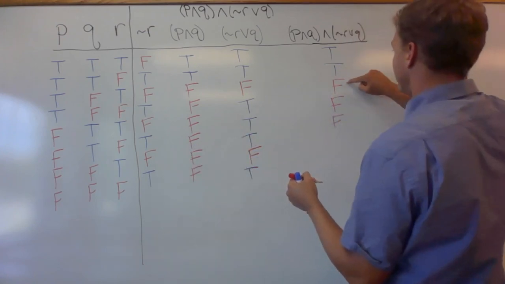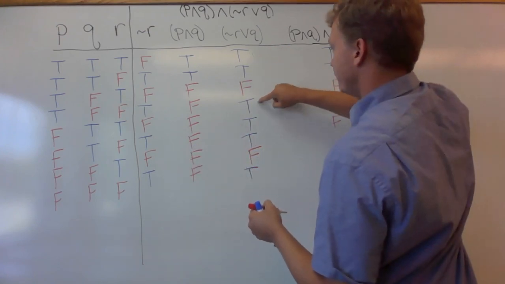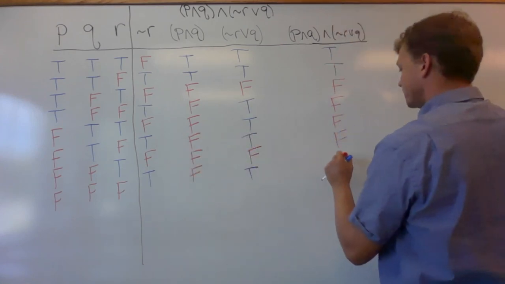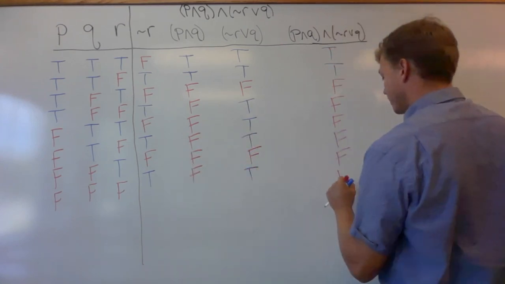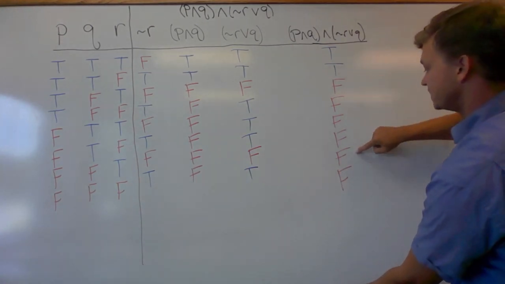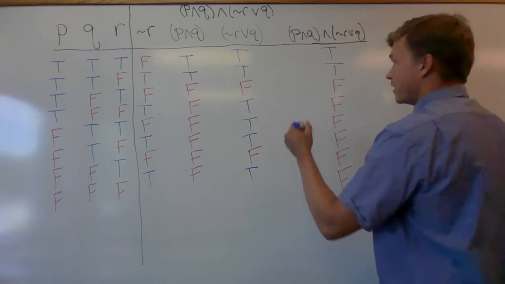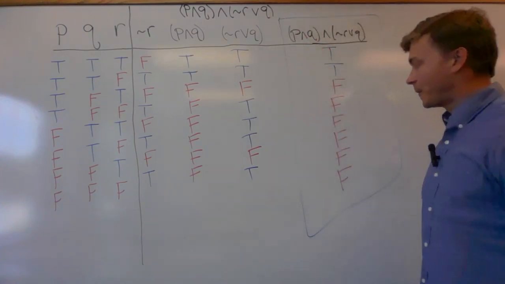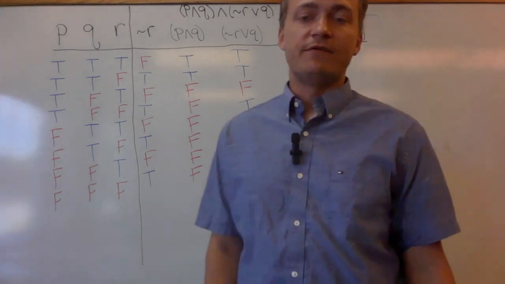Oh, lost count. 1, 2, 3, 4, 5, 6. False and true is false. False and false, false. False and true, false. So again, 1, 2, 3, 4, 5, 6, 7, 8. We have our final column here representing the end for our truth table.